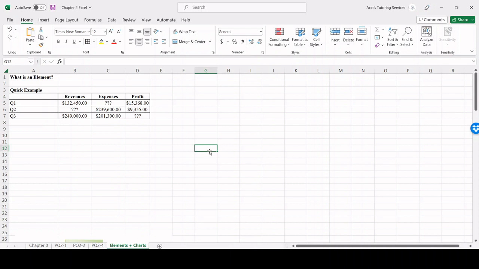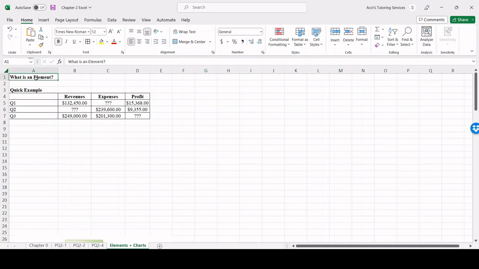For the purpose of this video, we're going to go back into the chapter and just talk about a few terms, a few examples, and a few formulas just to go over what we did in the past few videos. So essentially, the first question we want to ask ourselves is, what is an element?